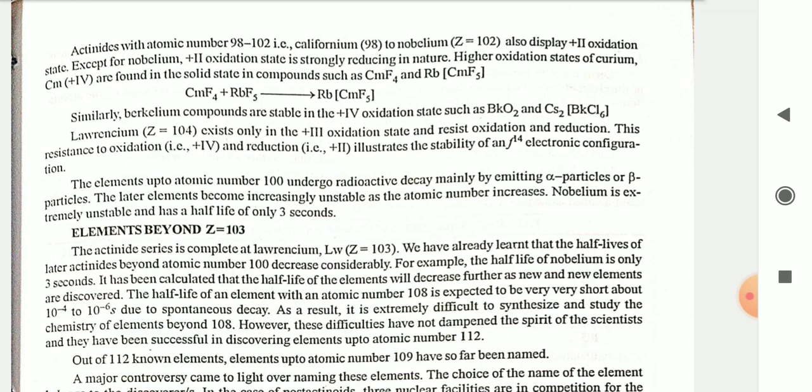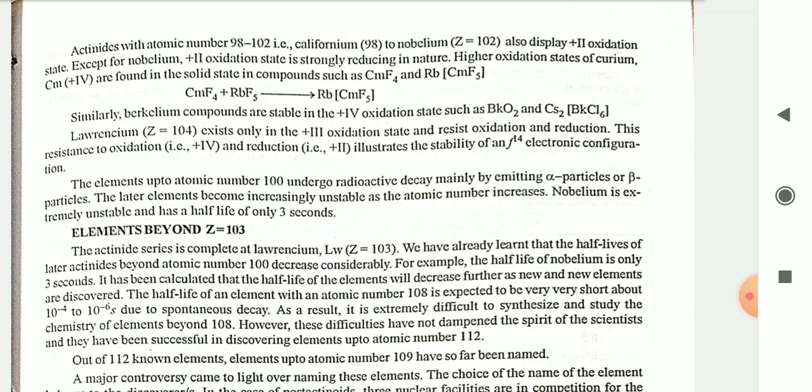Z equal to 104 exists only in the plus 3 oxidation state and resists oxidation and reduction. This resistance to oxidation and reduction illustrates the stability of an f14 electronic configuration. The elements up to atomic number 100 undergo radioactive decay mainly by emitting alpha or beta particles. The later elements become increasingly unstable as the atomic number increases. Nobelium is extremely unstable and has a half-life of only 3 seconds.